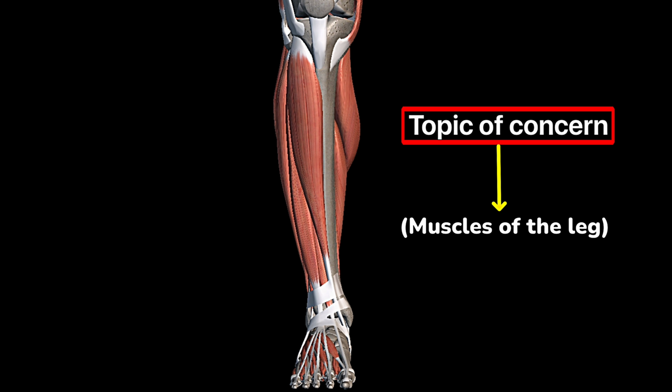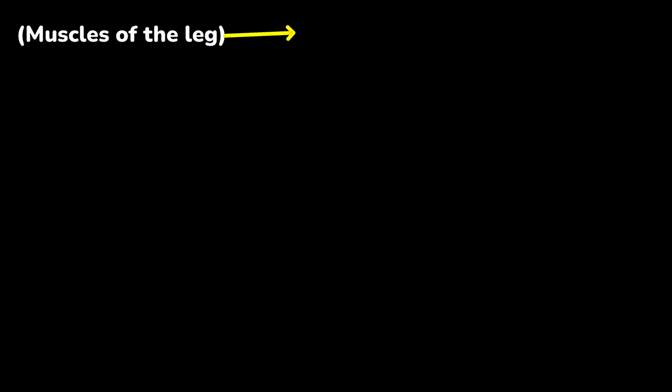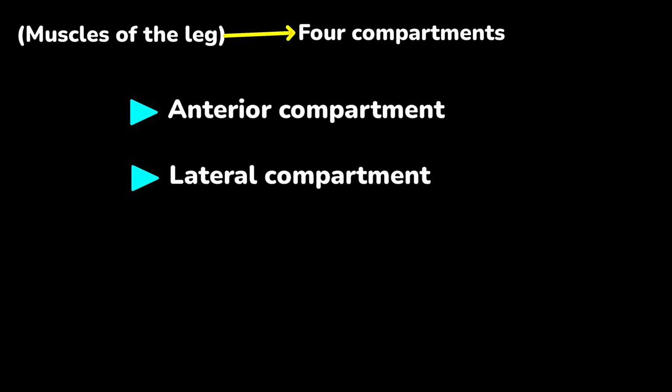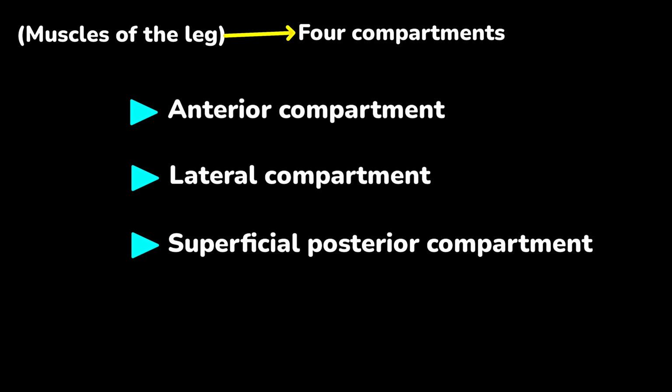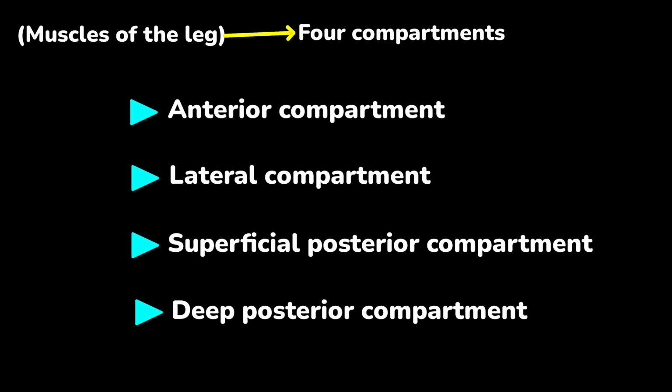We are going to know about the muscles of the leg. The muscles of the leg are divided into four compartments. We have anterior compartment, lateral compartment, superficial posterior compartment, and deep posterior compartment. In this video, we are going to discuss the anterior compartment of leg.